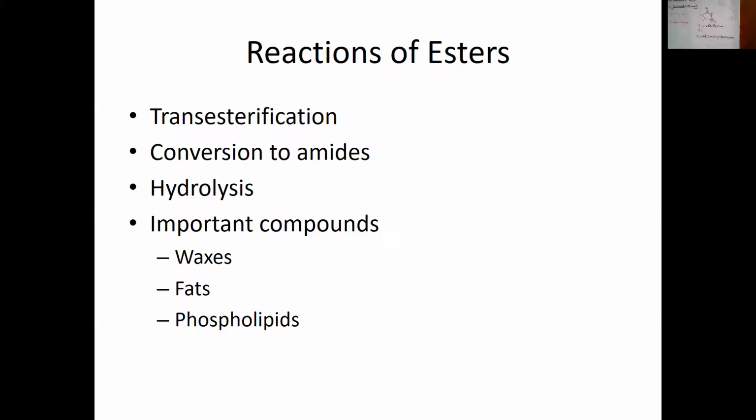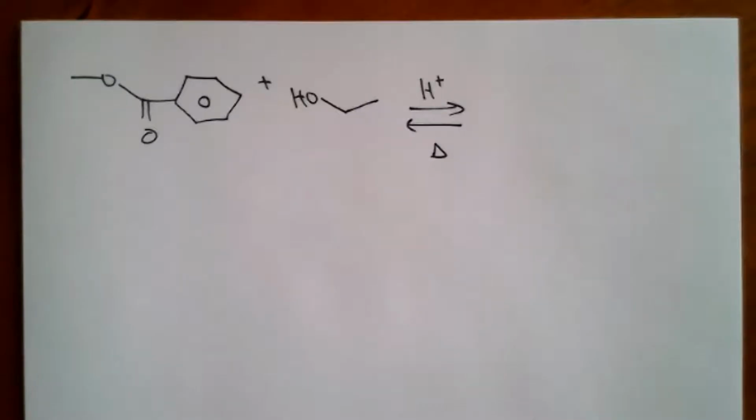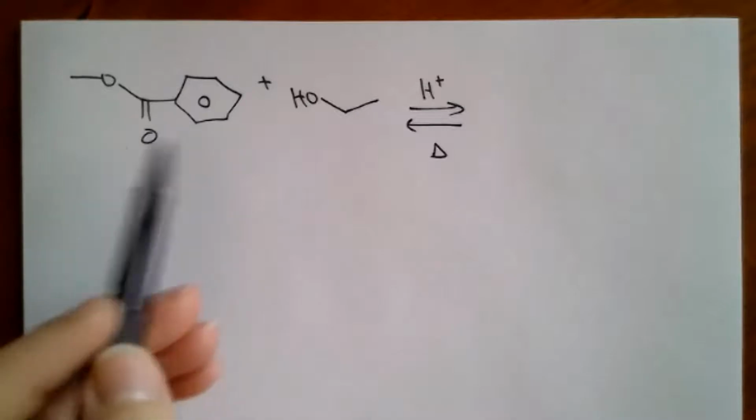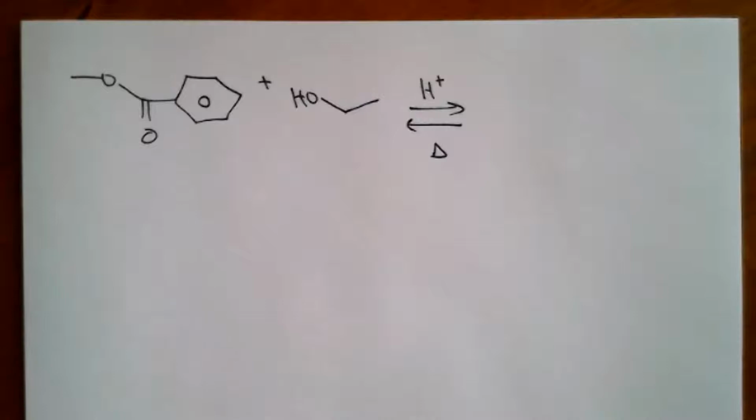Esters are important in these types of compounds, and we'll actually peek a little bit into these types of compounds in a minute. All right, mechanism number 1, transesterification, turning one ester into another ester. All right, starting with this ester, this alcohol, and an acid catalyst, let's do a transesterification, changing one ester for another ester.